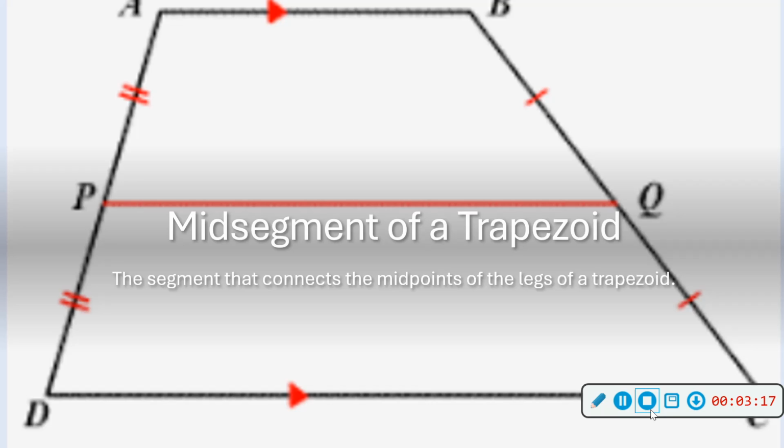Mid-segment of a trapezoid. The mid-segment connects the 2 midpoints. So notice on the left we have AP and PD are congruent. On the right side we have BQ and QC are congruent. And that's because those are the midpoints. You notice across that's the mid-segment, the segment that connects the midpoints of the legs of the trapezoid. Legs being the non-parallel sides.